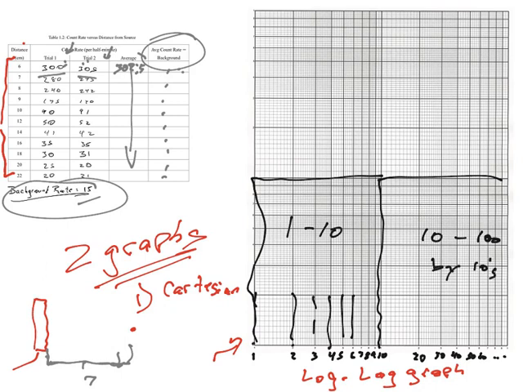Okay, so 1, 2, 3, 4, 5, up to 10, then 10, 20, 30, 40, up to 100. And then you do the same for the y-axis. You have 1, 2, 3, 4, up to 10. And you go 10, 20, 30, 40, up to 100.